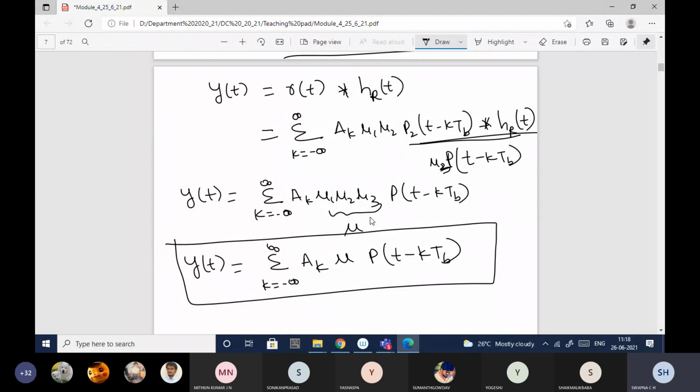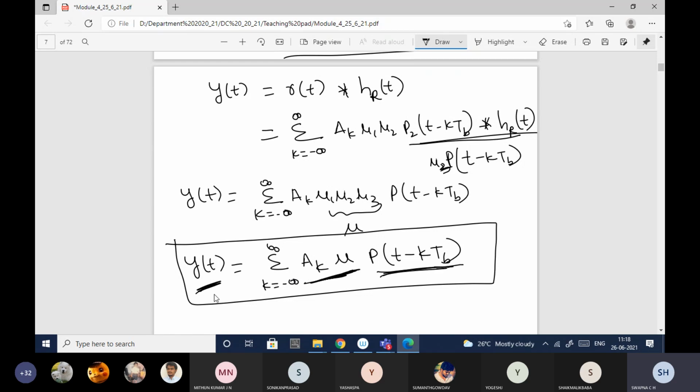Now if you observe, this mu is nothing but some scaling factor. Scaling factor in the sense it is some constant value. Generally we call it a proportionality constant. So this mu is some scaling factor, and if you observe y of t, a_k and mu are some constant values, and the p of t minus kT_b.